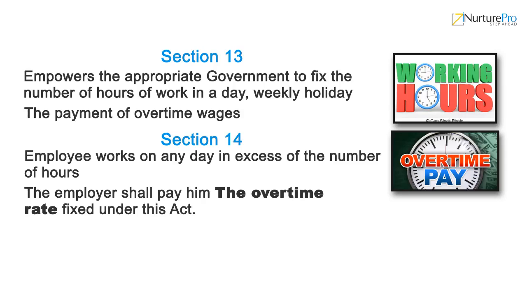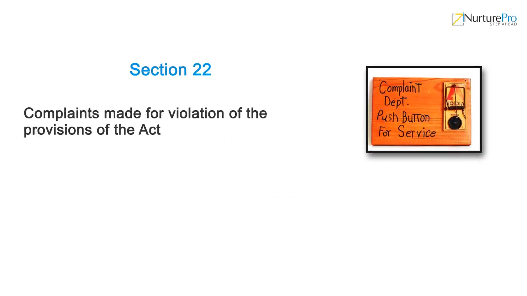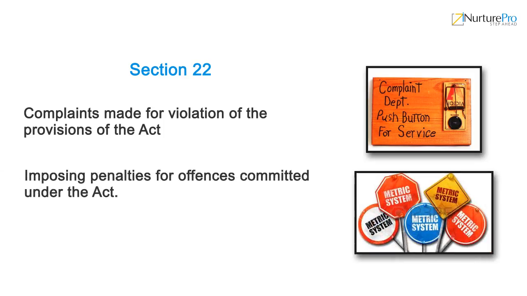Apart from paying the minimum wages, the employer is required under Section 18 to maintain registers and records giving such particulars of employees in a prescribed manner. Section 22 of the Act deals with complaints made for violation of the provisions of the Act and for imposing penalties for offences committed under the Act.